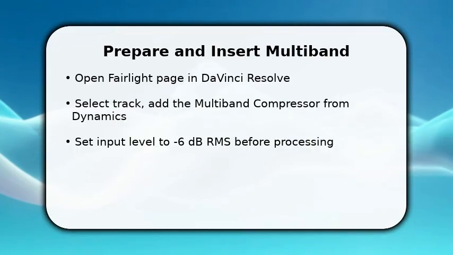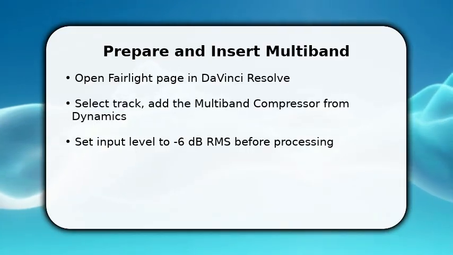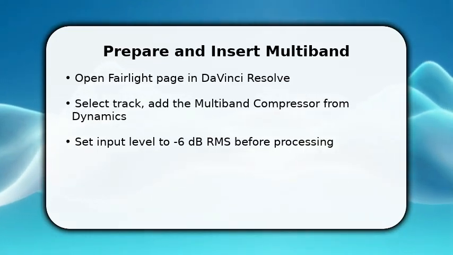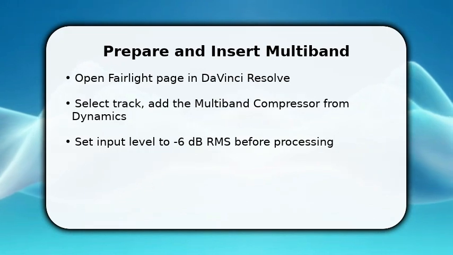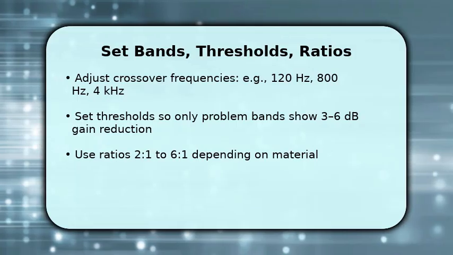For dialogue, choose low, low-mid, high-mid, and high. Make sure to solo each band briefly so you hear what each frequency range contributes. This immediate audition helps you decide which bands need compression versus transparency before moving to threshold, and you now tune thresholds and ratios per band.